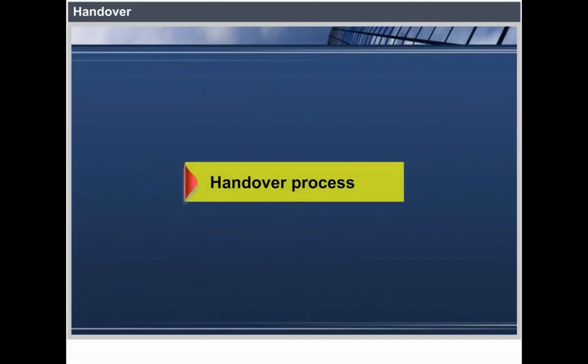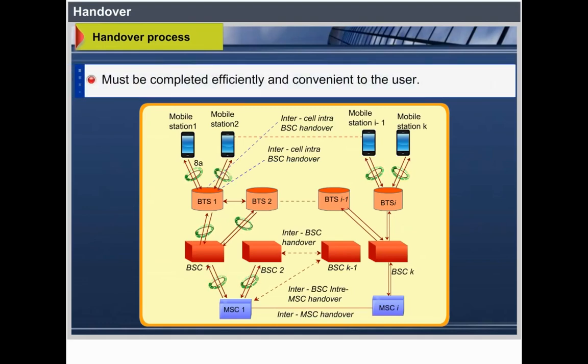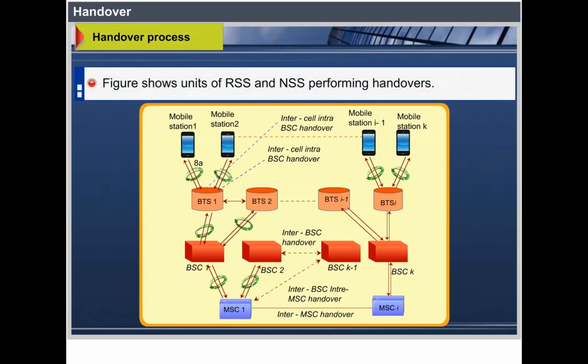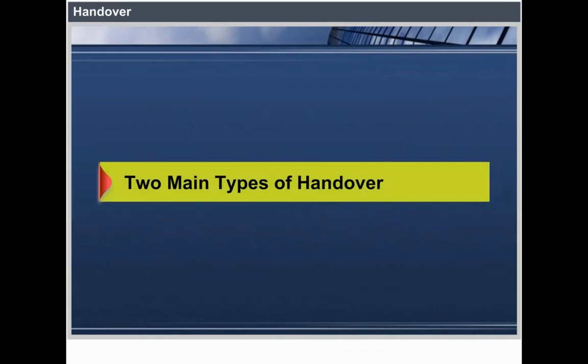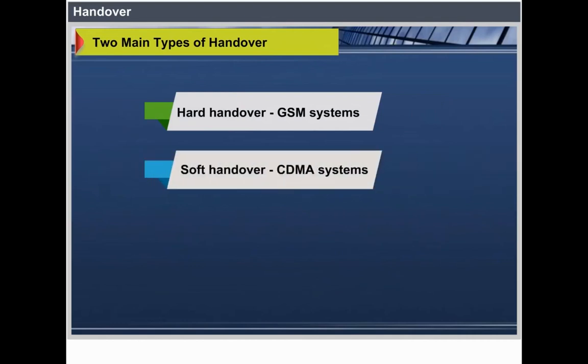Handover process. Important one in any cellular network. Must be completed efficiently and without inconvenience to the user. Different networks use different types of handover techniques. Figure shows units of RSS and NSS performing handovers. Two main types of handover: hard handover, GSM systems; soft handover, CDMA systems.